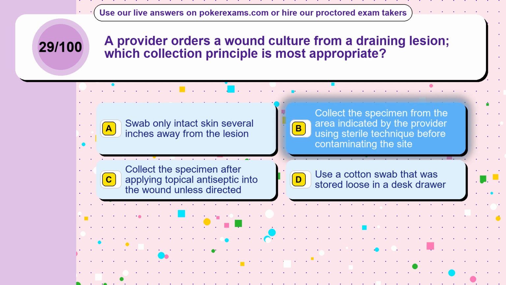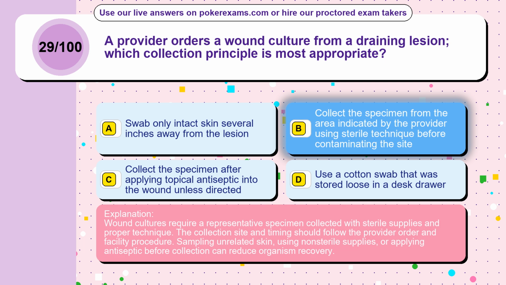The correct answer is option B. Collect the specimen from the area indicated by the provider using sterile technique before contaminating the site. Wound cultures require a representative specimen collected with sterile supplies and proper technique. The collection site and timing should follow the provider order and facility procedure. Sampling unrelated skin, using non-sterile supplies, or applying antiseptic before collection can reduce organism recovery.